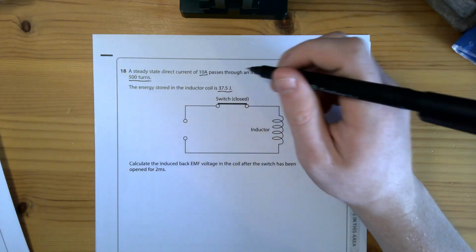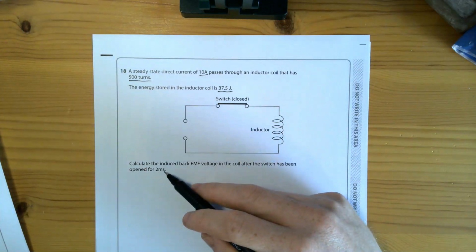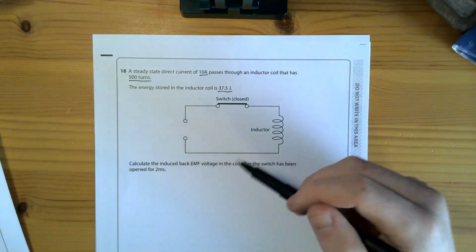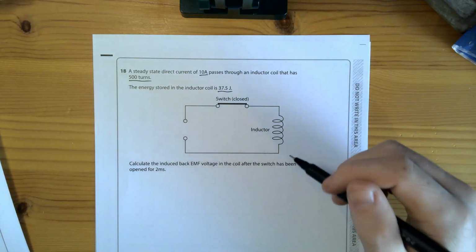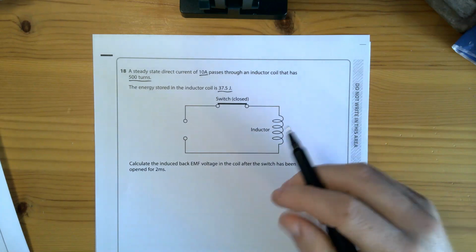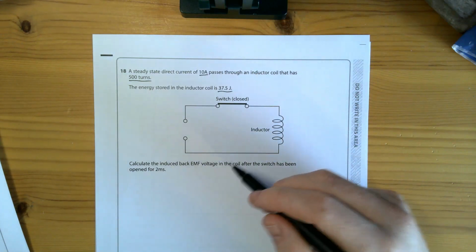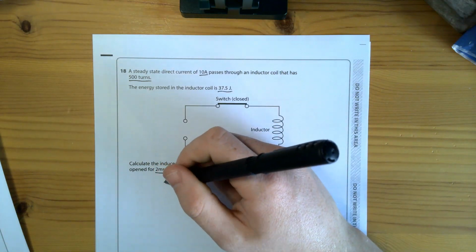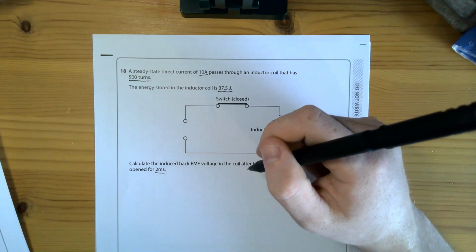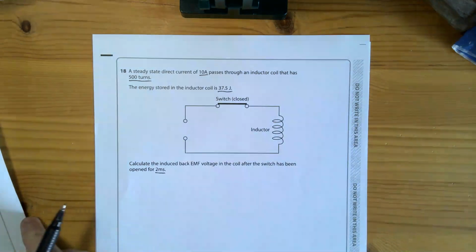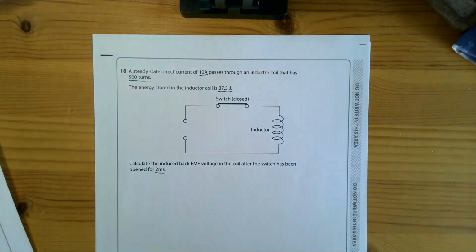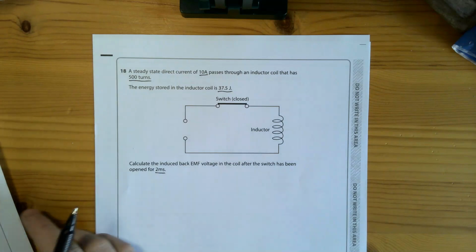Energy formula. Calculate, okay, this changes everything. Calculate the induced back EMF voltage in the coil after the switch has been opened. So we're looking for the induced back EMF the second this turns off, and it's going to take 2 milliseconds as well. So there's going to be 2 formulas in this question, 7 marks total. Probably useful to be on that page then.